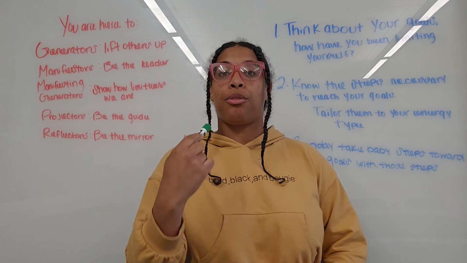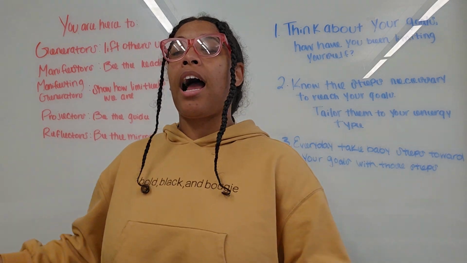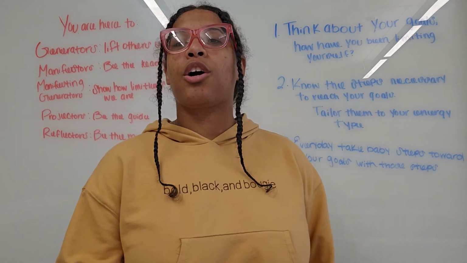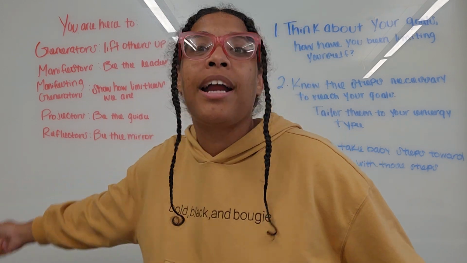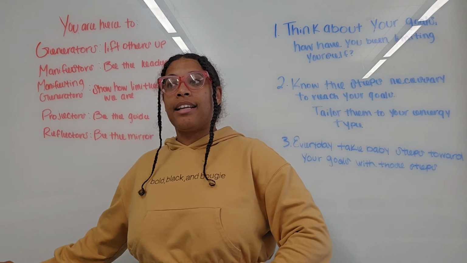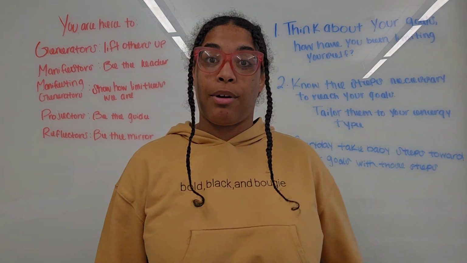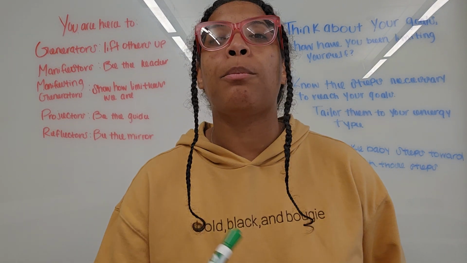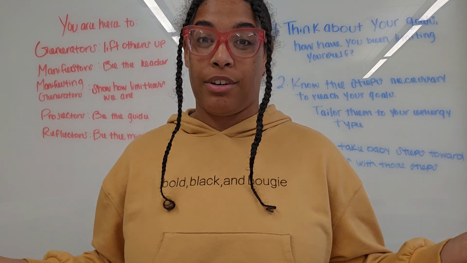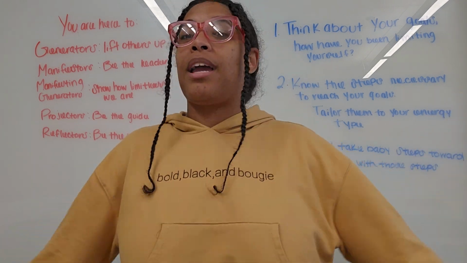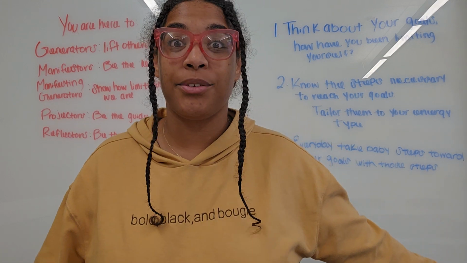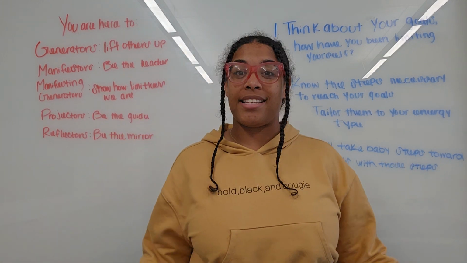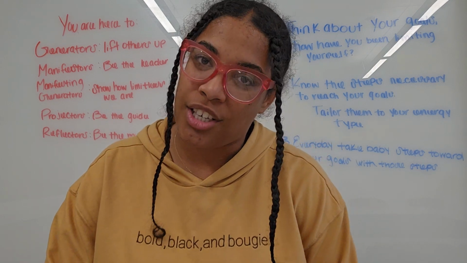Me, as a 3-5 manifesting generator, the way that I approach achieving my goals is not going to look the same as, say, a 2-4 reflector, right? It doesn't mean that we both can't want the same thing, right? We can both have the same goal, but the way we approach getting that goal is going to look different because we are different, right? We have different energetic needs, different energetic capacities. But this is not a limitation, all right?